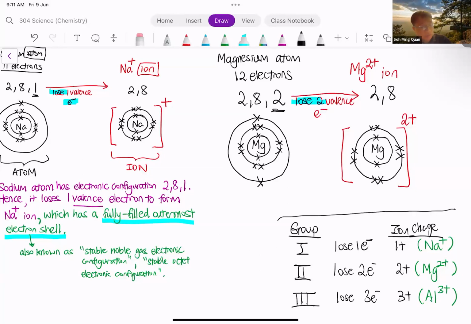Now this is really important because later on, you will need to write equations and formulae. So knowing the charges that will be formed by different elements based on their group will be very, very helpful. So that's for metals. Metals lose valence electrons to achieve a fully filled outermost electron shell.